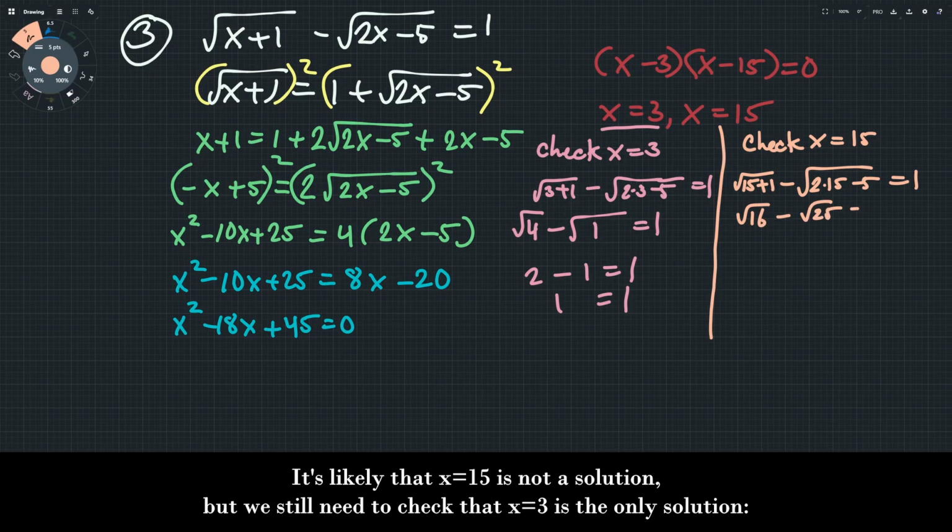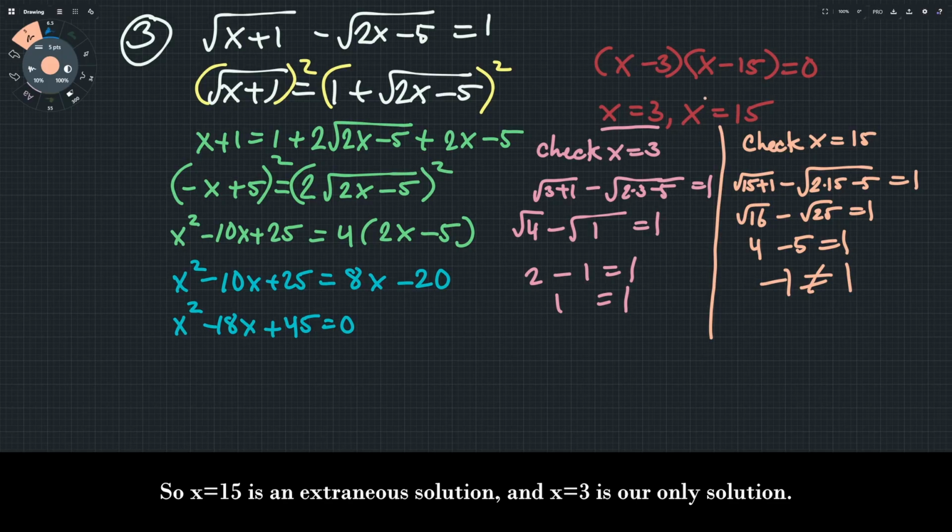That's 4 minus 5 equals 1. Negative 1 does not equal 1. So x equals 15 is an extraneous solution, and x equals 3 is our only solution.